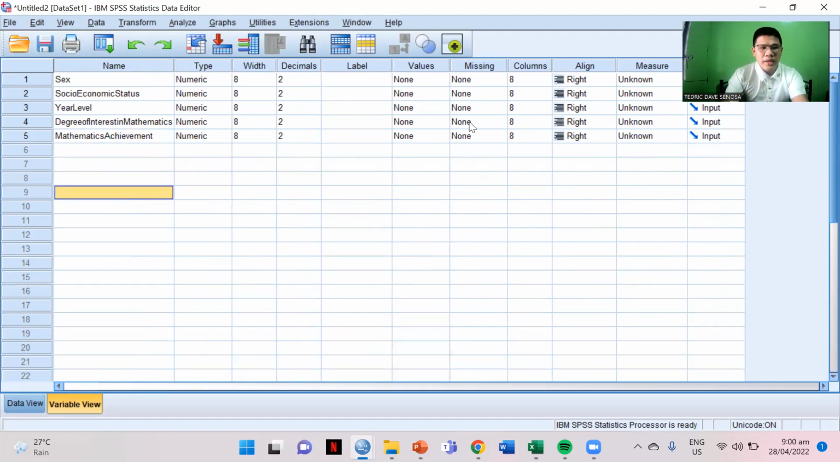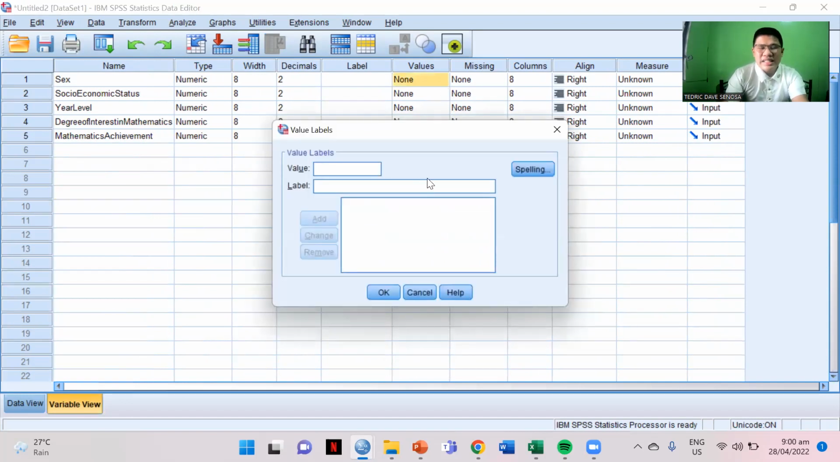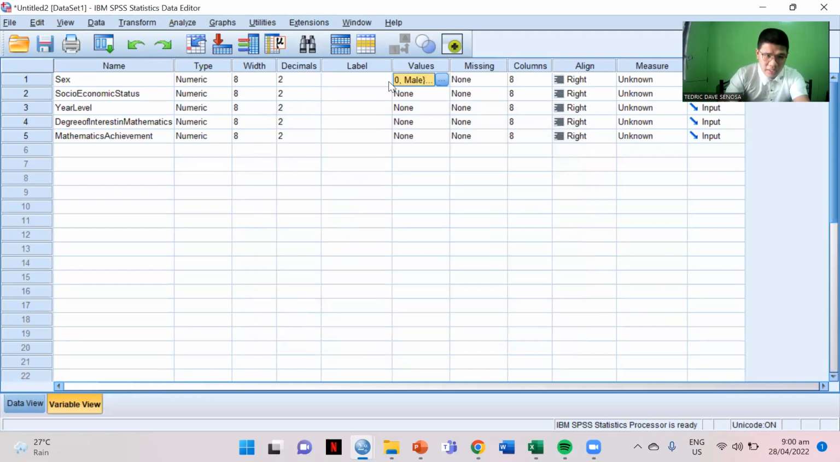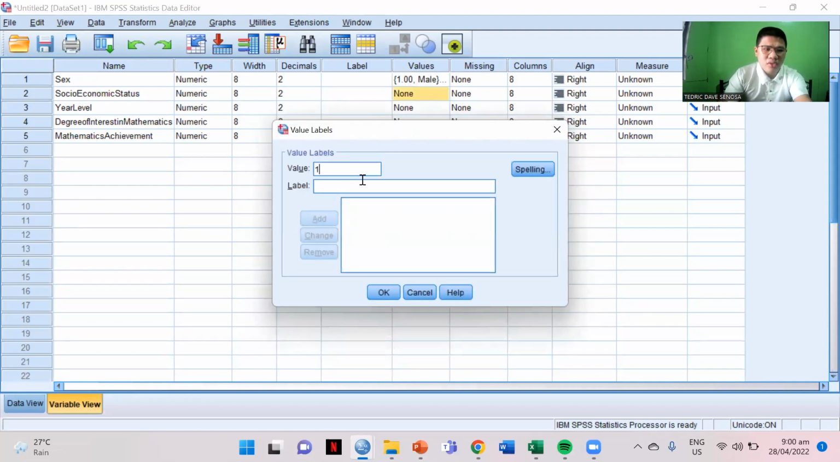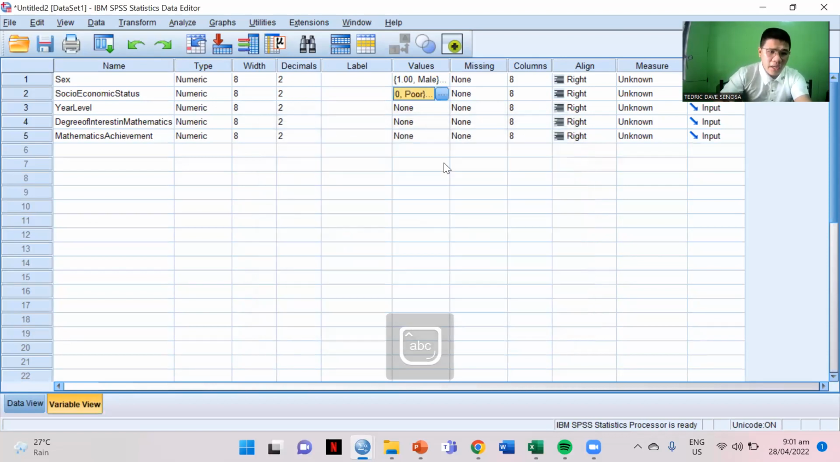The next thing that we need to do here is change the values. Since we coded this one here, we will change 1. The label for 1 a while ago is male, and 2 is female. So you click the values and then you add. And then that's okay. The same thing with socioeconomic status. 1 is for poor, 2 is for middle class, and 3 for, of course, rich. And then you click OK.